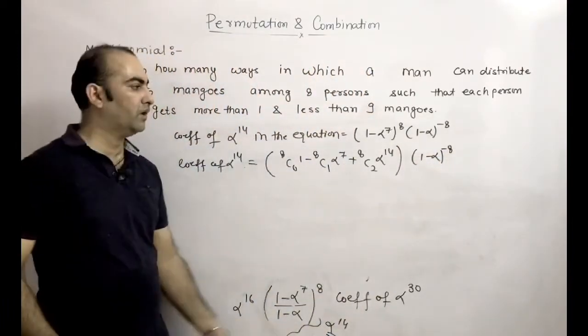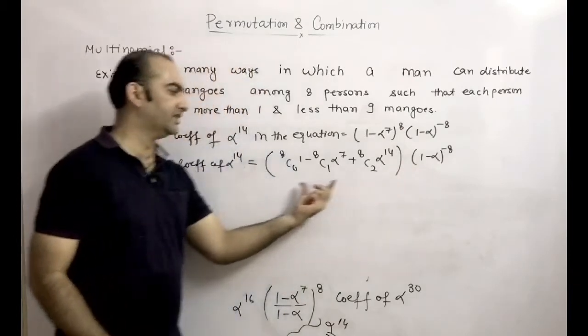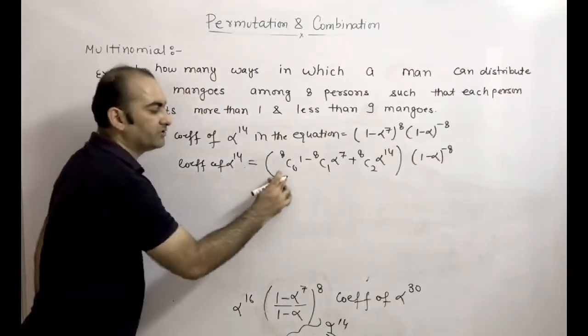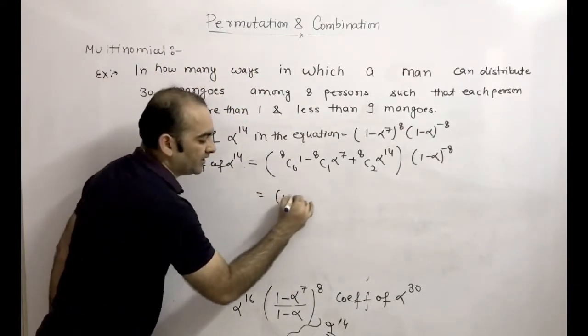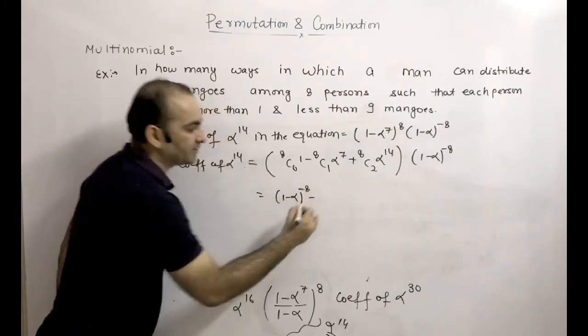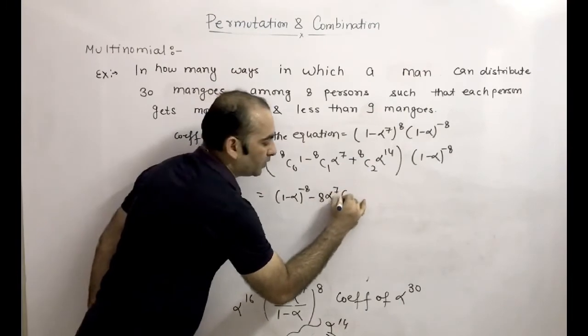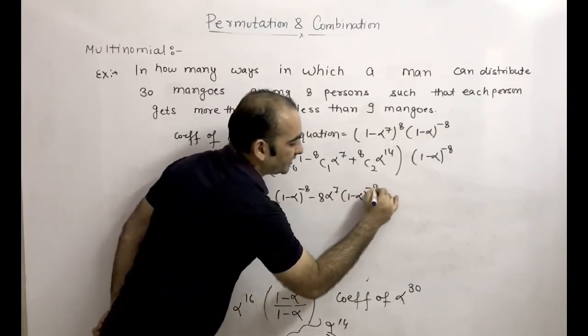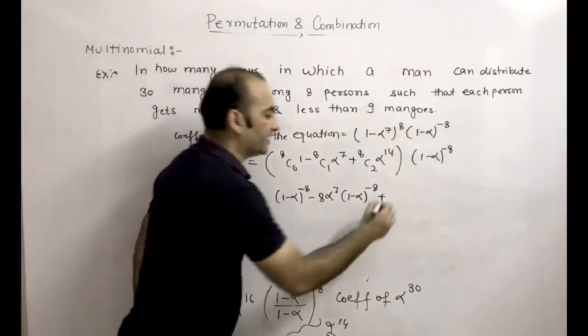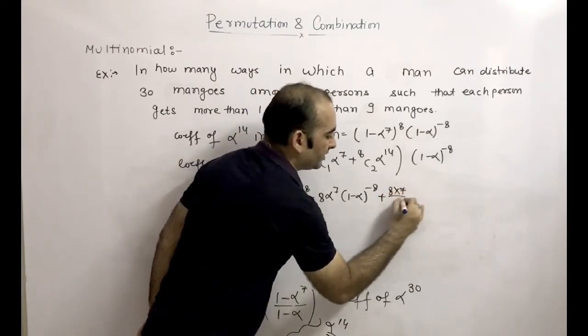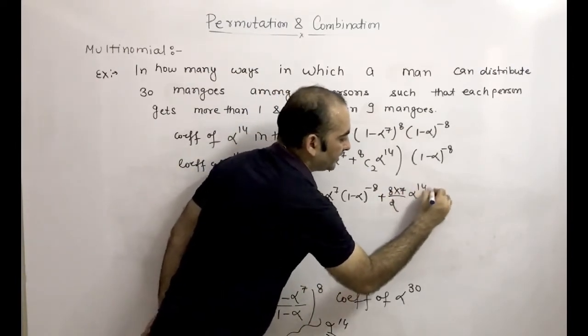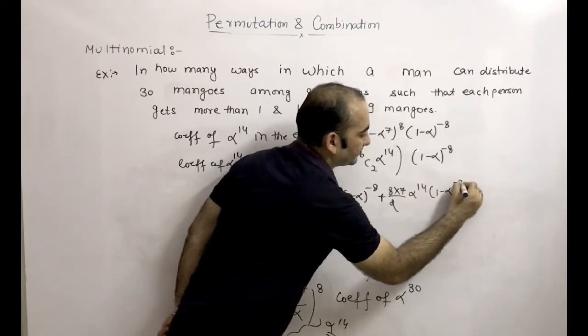Okay. Now 1 minus alpha power minus 8, if you multiply inside, what will come? 8c0 is what? 1. So what will come? 1 minus alpha power minus 8, minus 8c1, which is 8, into alpha power 7 into 1 minus alpha power minus 8, plus 8c2. 8c2 we can write as 8 into 7 divided by 2, alpha power 14 into 1 minus alpha power minus 8. Okay.